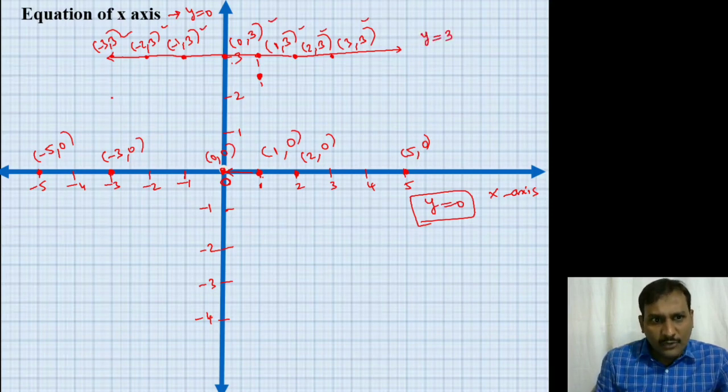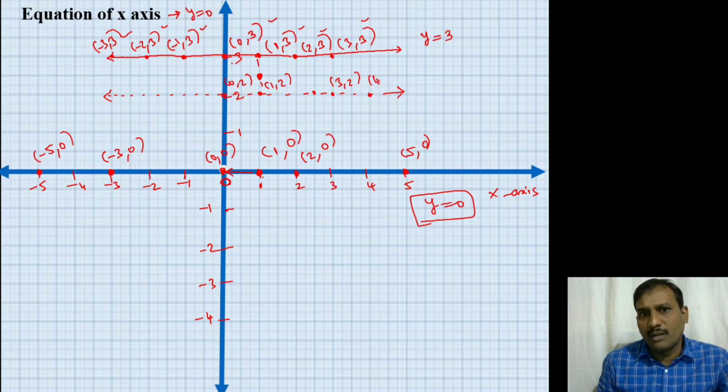Now suppose you draw a line through this 2, what will be common in this? Let us take this point, it is 0 comma 2, this is 1 comma 2, this is 3 comma 2, and this is 4 comma 2, and this will be minus 1 comma 2. So again y is equal to 2.